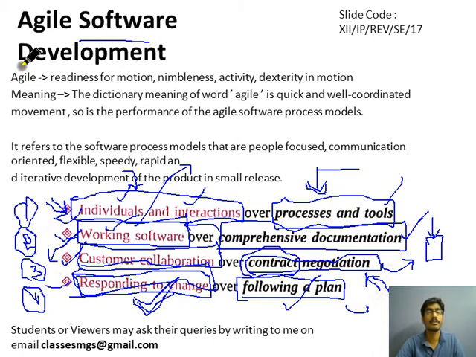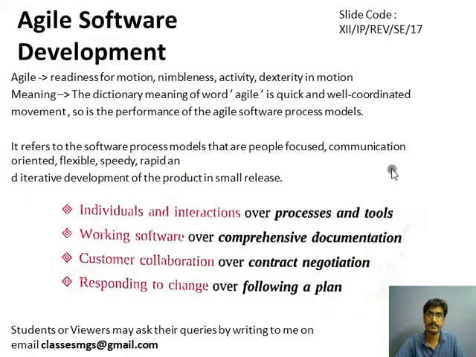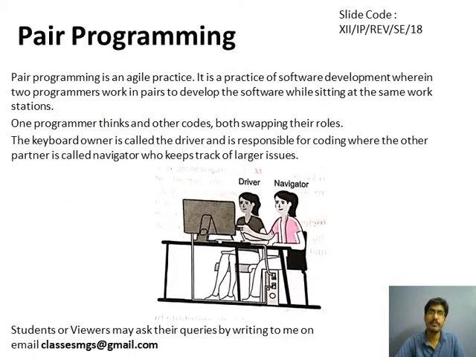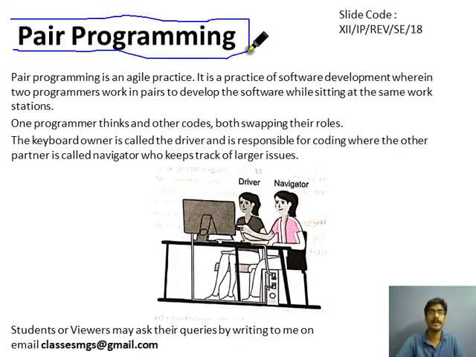That's why agile software development provides these features. That's why this is a very important model in today's era for software development and product development. Now we will see the agile software development strategies or tools. First is pair programming.